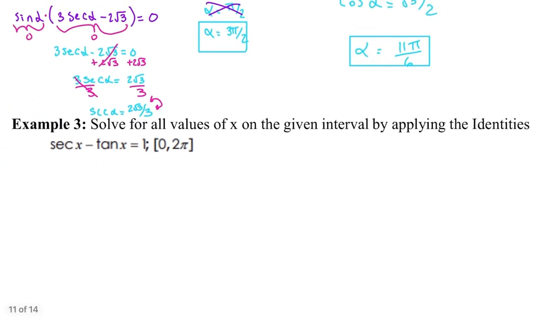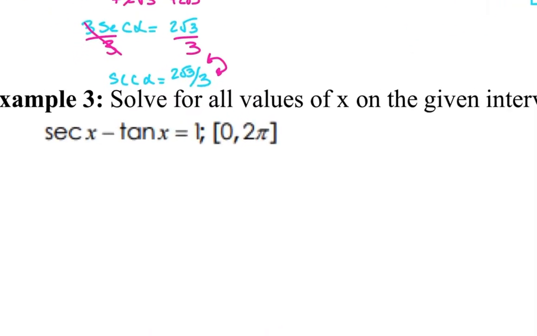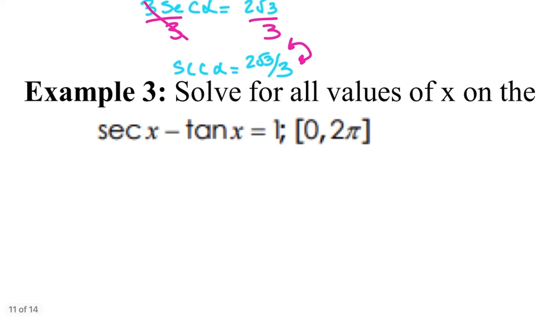All right, and in example 3, this time we've got one that's looking at the unit circle from 0 to 2 pi, so we don't have to eliminate anything. Taking a look here again, we've got a lot of weird things going on, right? We've got secant x minus tangent x.